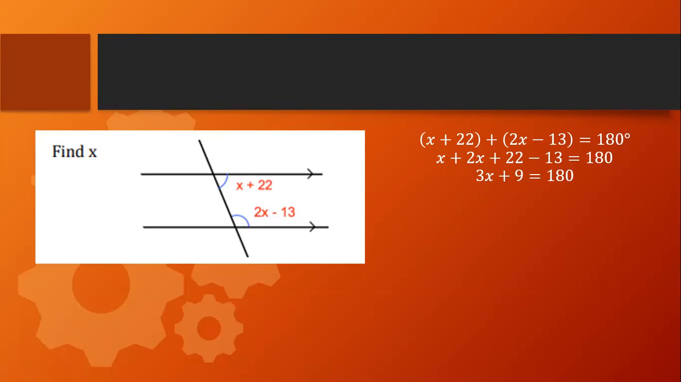Next, we're going to make x the subject. So this 9 goes over on this side, it becomes negative 9. So we have 3x remains on this side, and 9 goes over on this side, it becomes negative 9. So 3x equals 180 minus 9. Next, we'll have 3x is equal to 171. And then x is equal to 171 divided by 3.